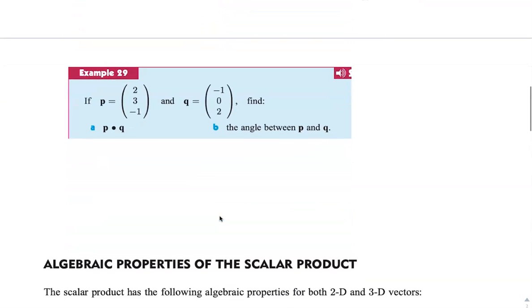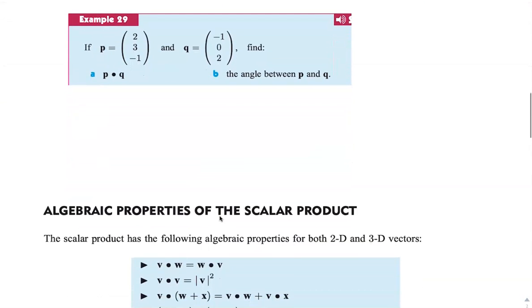So with that in mind, let's do a couple examples. Here we have P and Q, and the first question is find the dot product of P and Q, or the scalar product of P and Q. To do that, we just multiply the corresponding parts. So I'm going to do 2 times negative 1, plus 3 times 0, plus negative 1 times 2. Add them up, you get negative 4. So the dot product of P and Q equals negative 4.